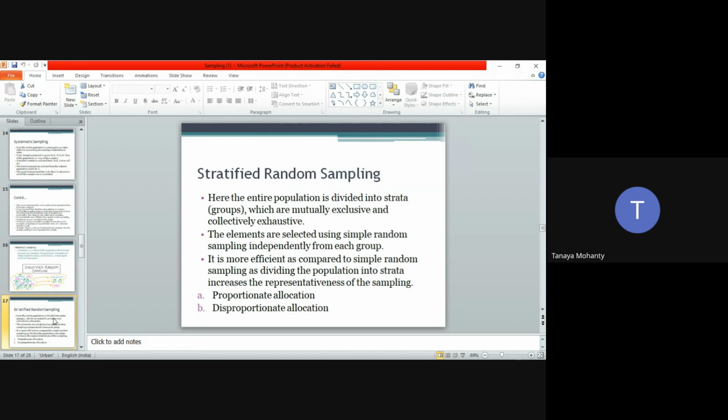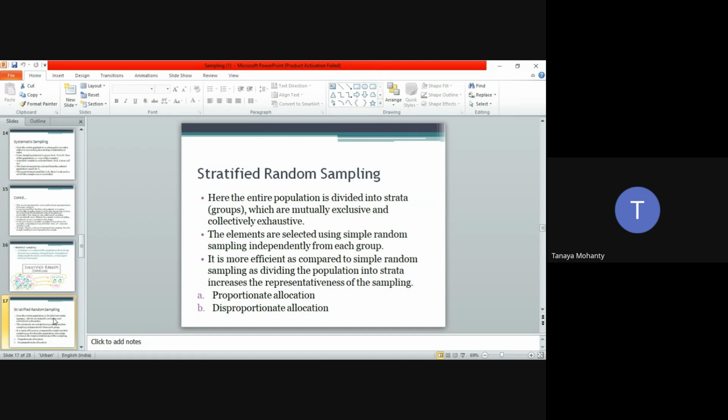So, whenever we talk about stratified random sampling, here the entire population is divided into strata or groups, which are mutually exclusive and collectively exhaustive. Just pay attention to this particular statement: the strata are mutually exclusive and collectively exhaustive. Suppose the entire bunch of fish constitute a particular number. Say, if you add everything up, it comes to around 20.